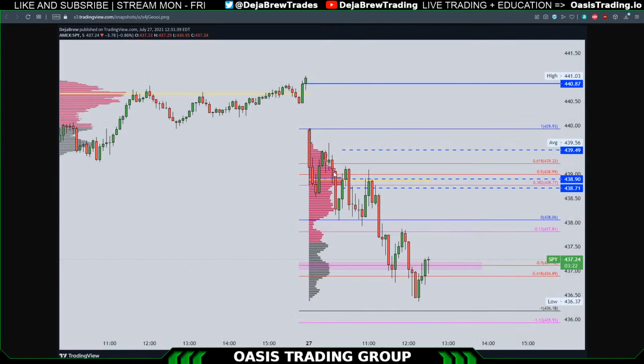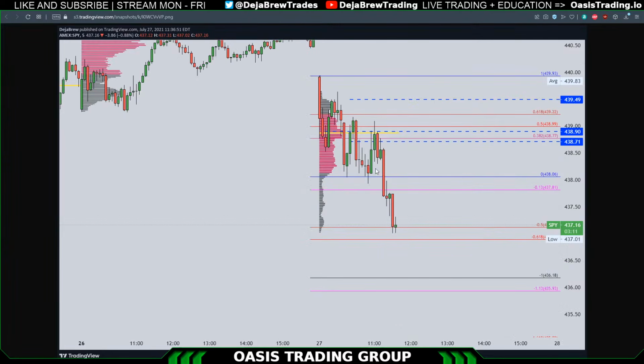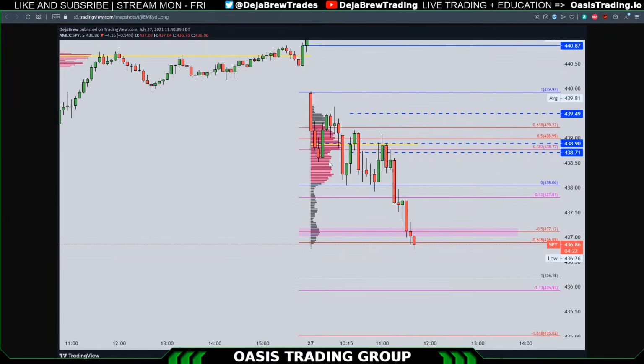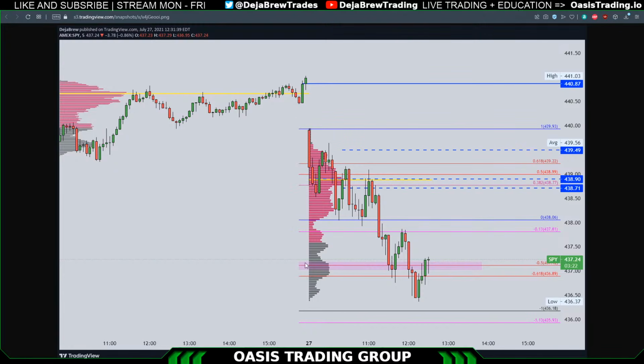SPY actually does not make it to the next set of targets before reclaiming that node. And that node is actually becoming very significant. So go back to where we saw that node forming. Where was it? Here. So this node started building here, right? And now look at how much bigger it's gotten. This is almost becoming the POC.